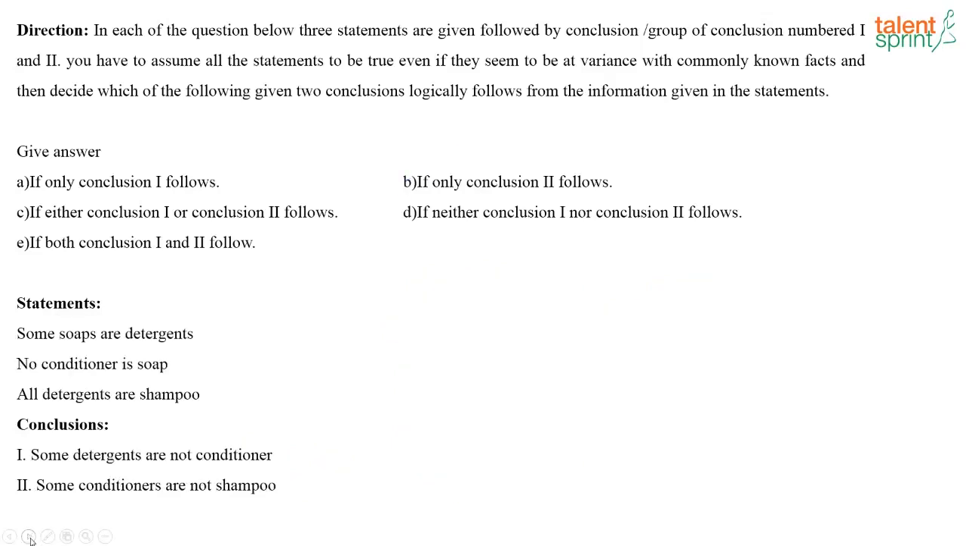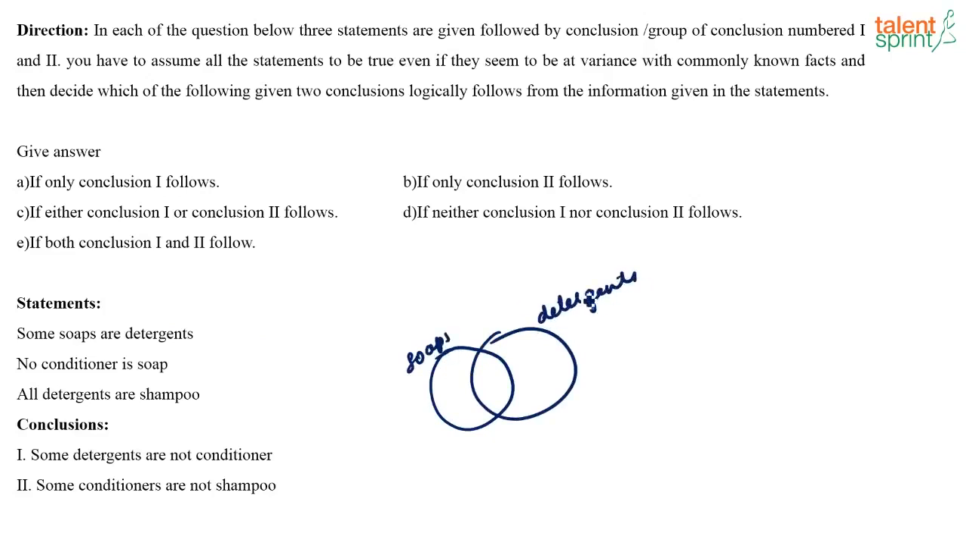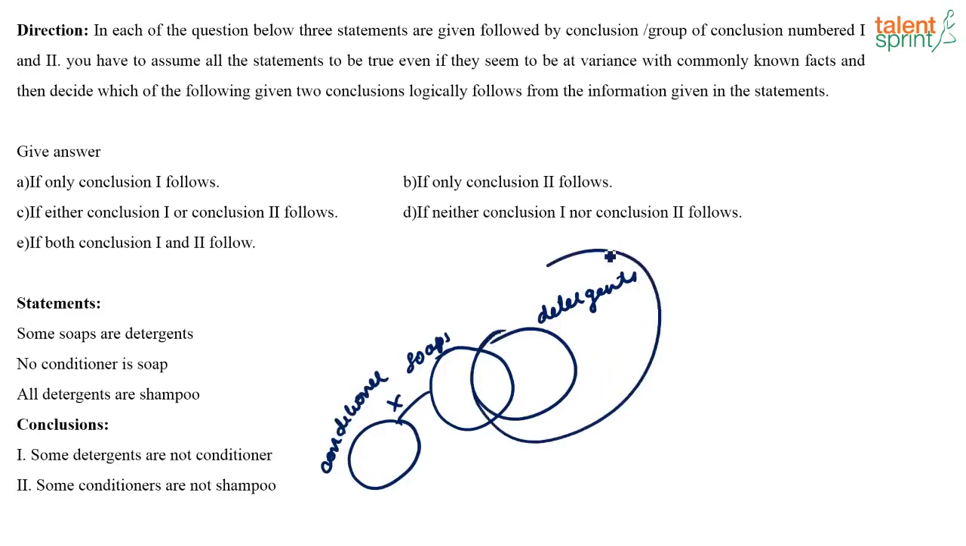Next one. How do you solve this? Some soaps are detergents. No conditioner is a soap. So conditioner and soap are disjoint sets. Then all detergents are shampoo. Now the first conclusion says some detergents are not conditioner.